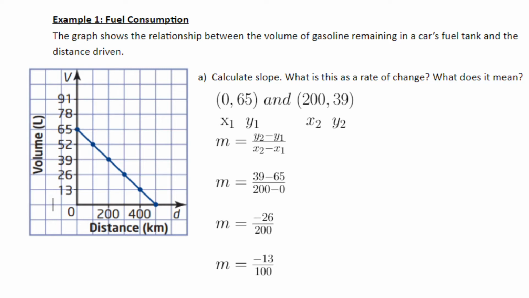So now that we have a slope, what does this mean for us? How can we interpret this result? So, as a rate of change, this means that we are consuming 0.13 liters per kilometer.